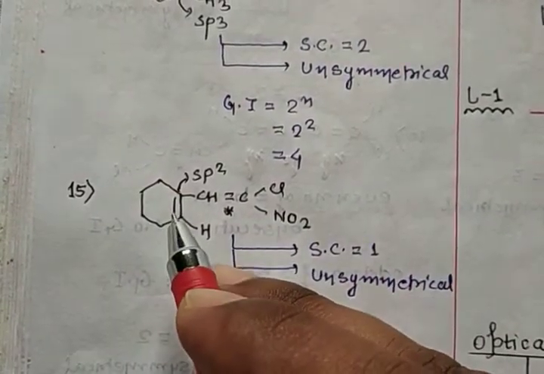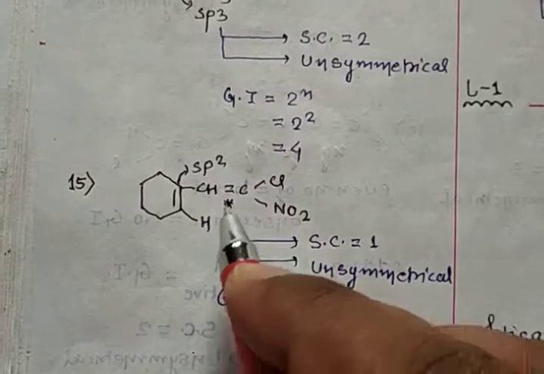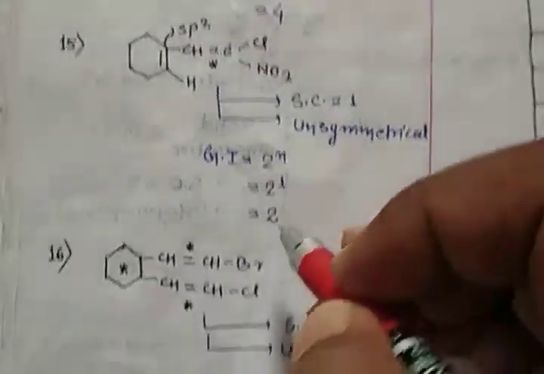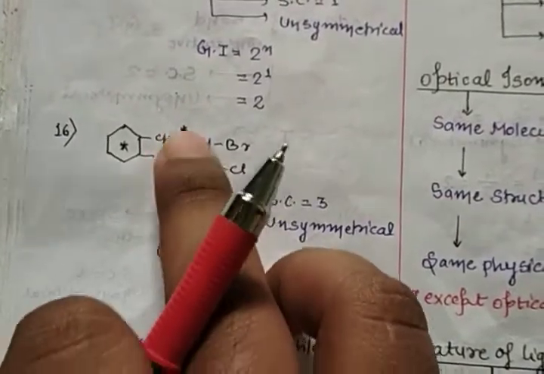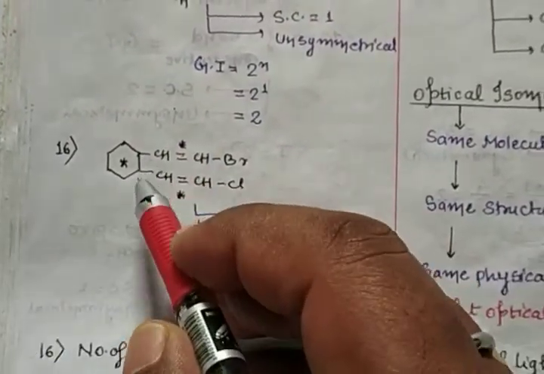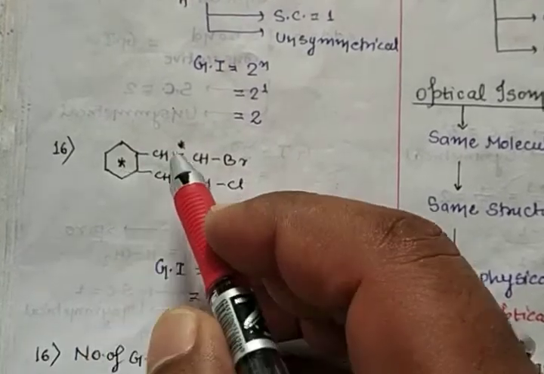You know this is a double bond, a restricted double bond, so only one stereo center is there. This is unsymmetrical, again 2. Same for this. So 2 stereo centers. This is 2, and this is sp3 hybridization, so again this is a stereo center. So 1, 2 and 3.